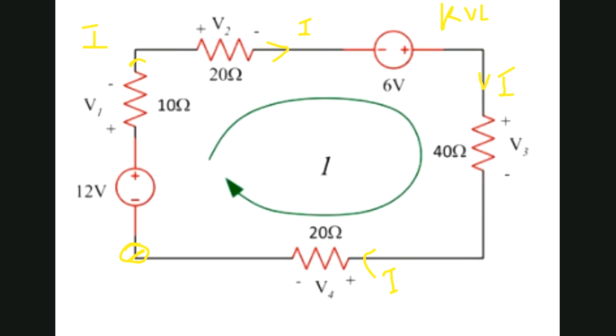Minus 6 volt, plus 40I, plus 20I. How much? Equal to 0. If you add all of them, your answer will be 0.